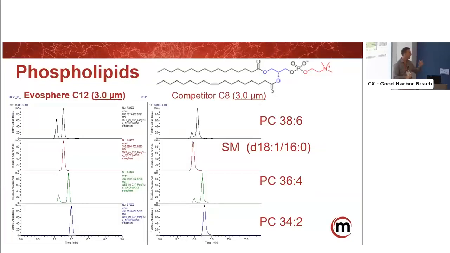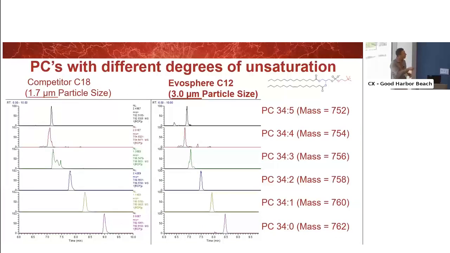This is next to the C8, and like I said before, the C8's on the right, C12's on the left. C8 just doesn't do what we want it to do. So C8's not that usable for lipids. You need more hydrophobicity than that. Now this is phosphatidylcholines with different levels of unsaturation.